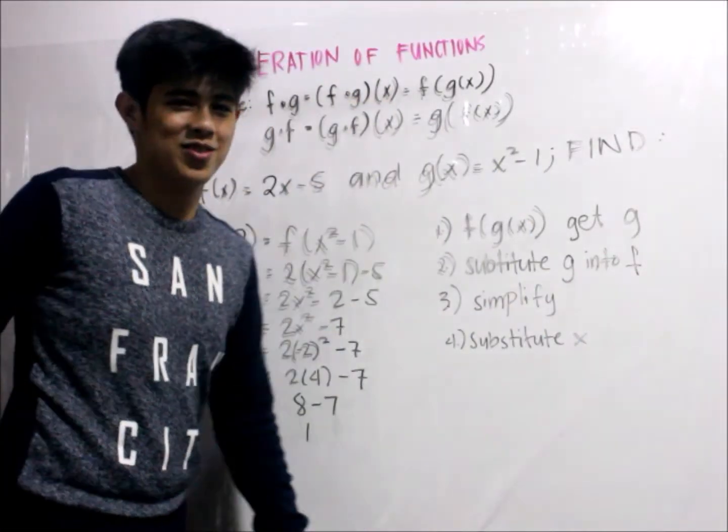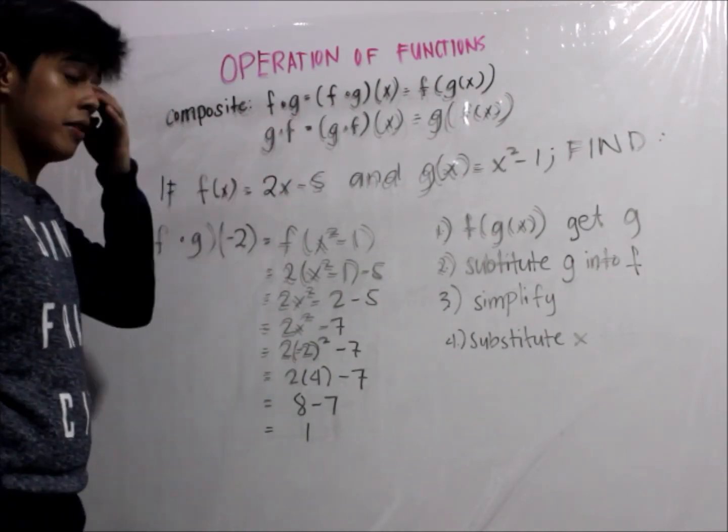The next part is the composite, which is f o g and g o f. This is much more complicated than the next one.